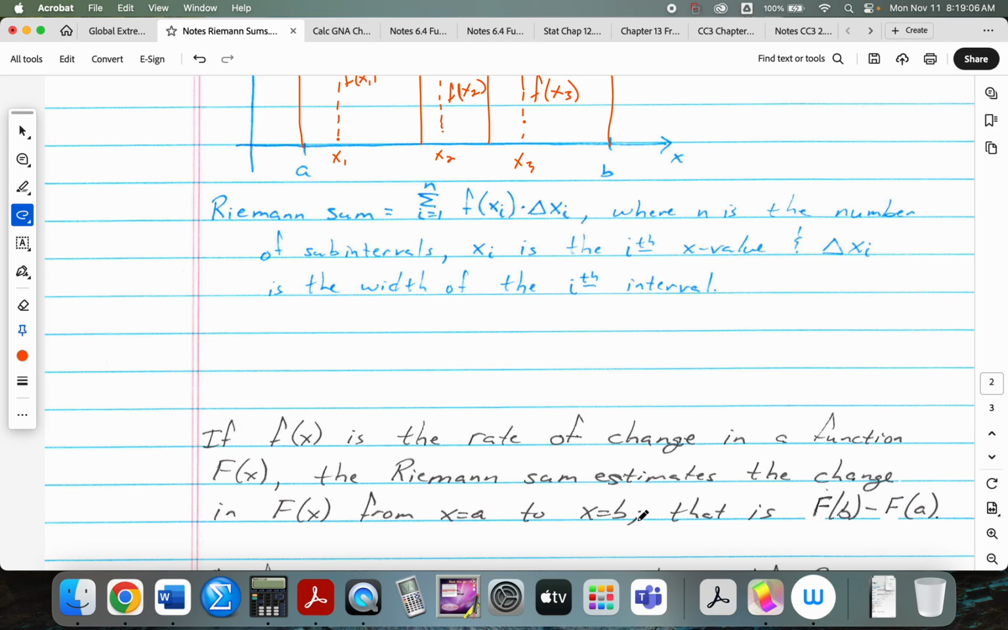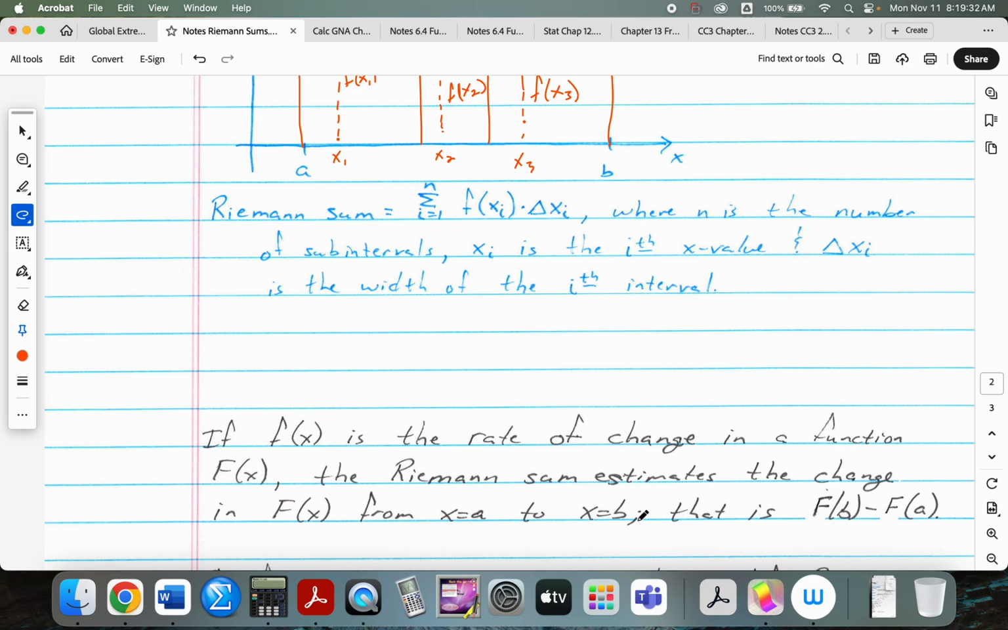So if f of x is the rate of change of a function, capital F of x, the Riemann sum estimates the change in capital F of x from x equals a to x equals b. That is capital F of b minus capital F of a. This is an enormous, big idea.